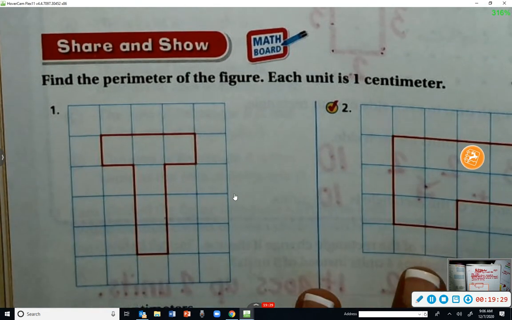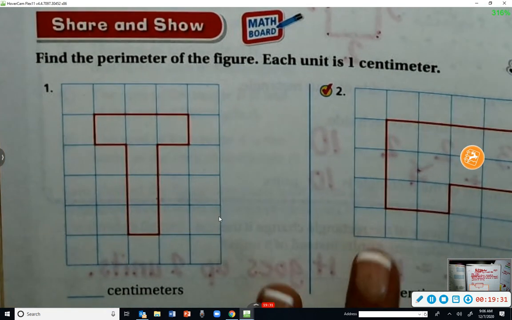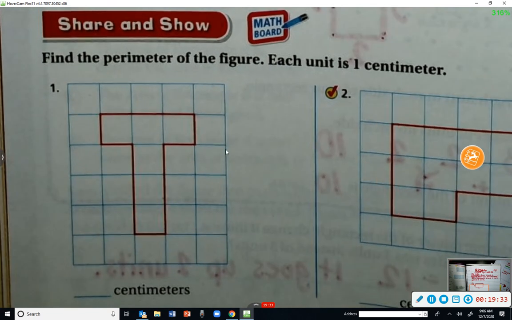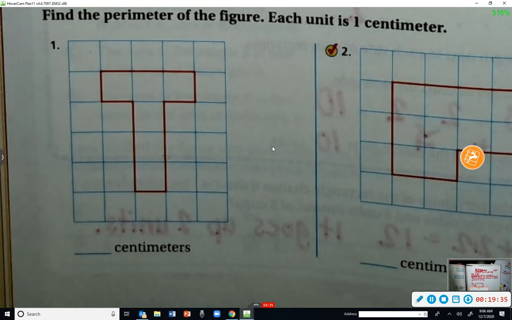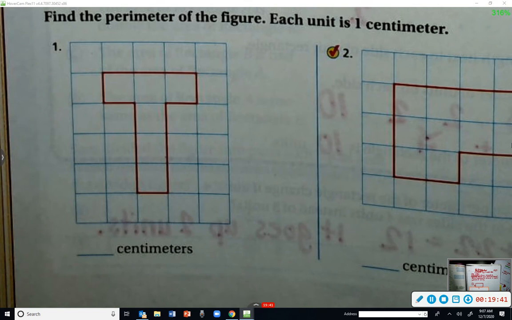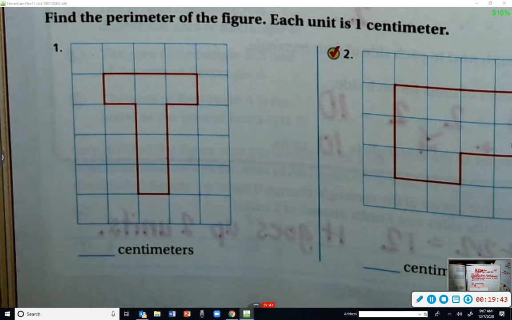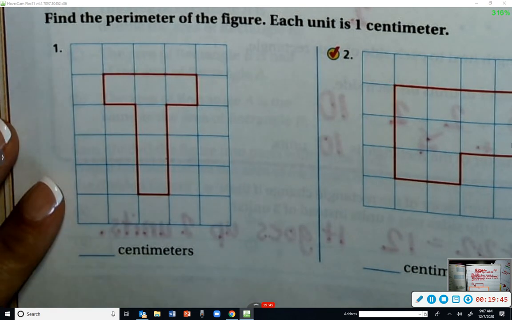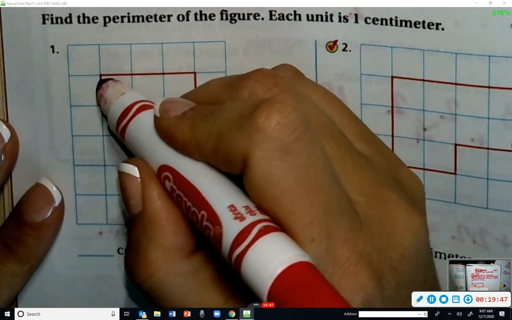All right, let's try number 1. I want you to do it and then we'll check it together. Try number 1. Okay, number 1. It doesn't really matter where you start as long as you end back at that same point, okay? I'm going to go ahead and start here.